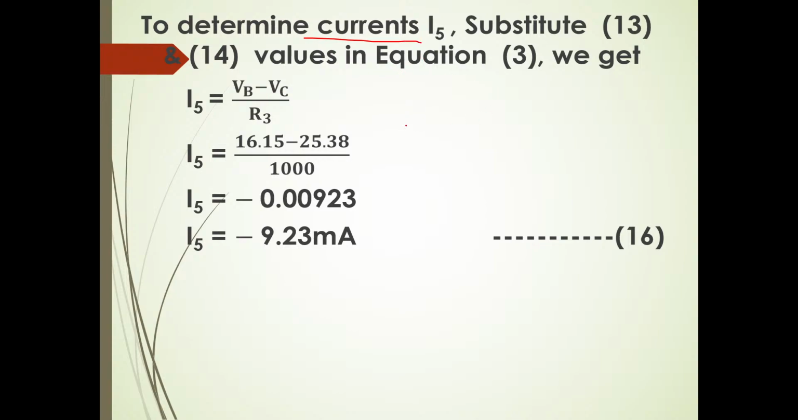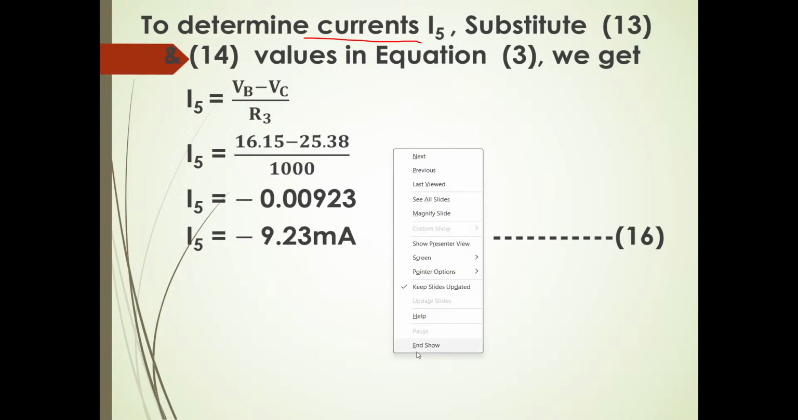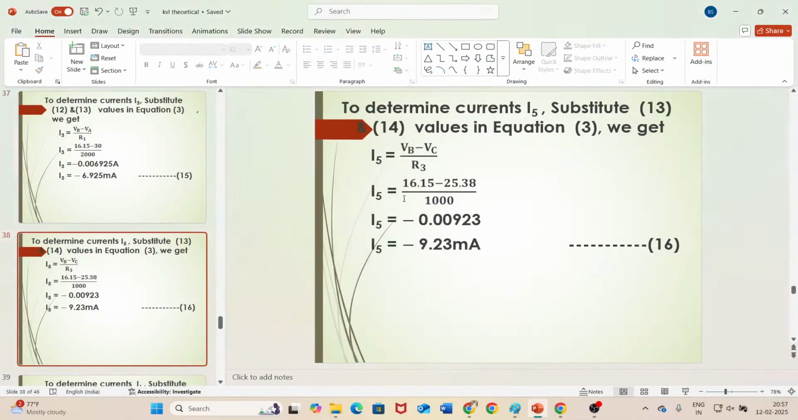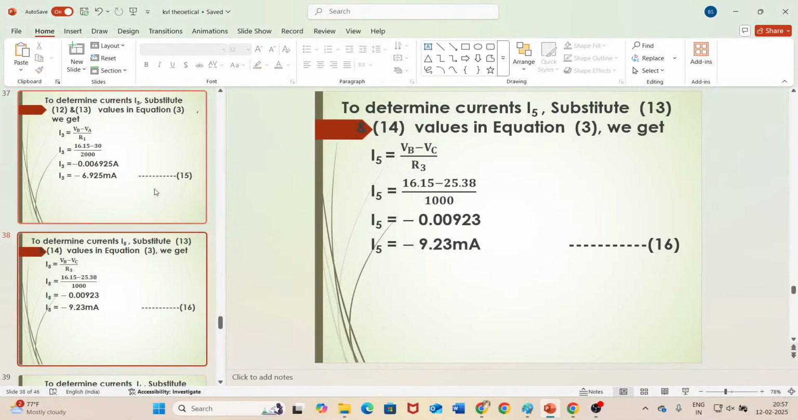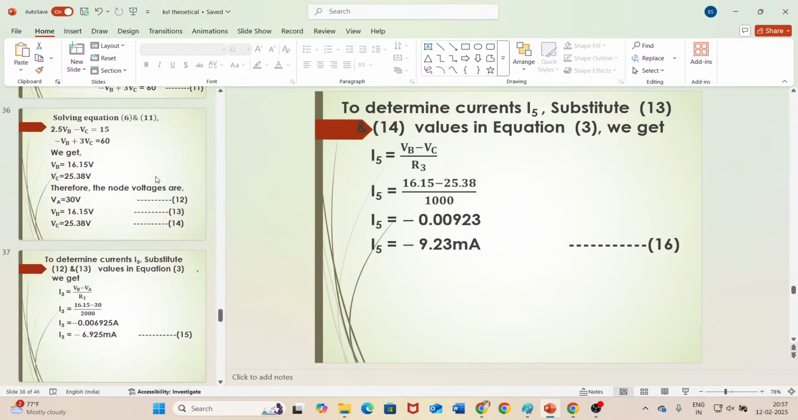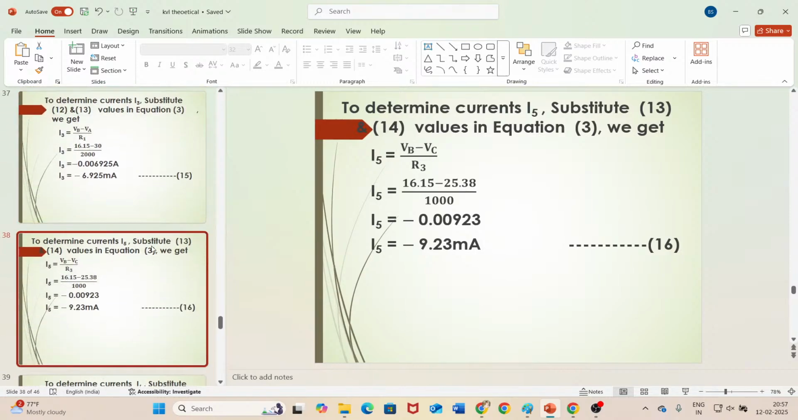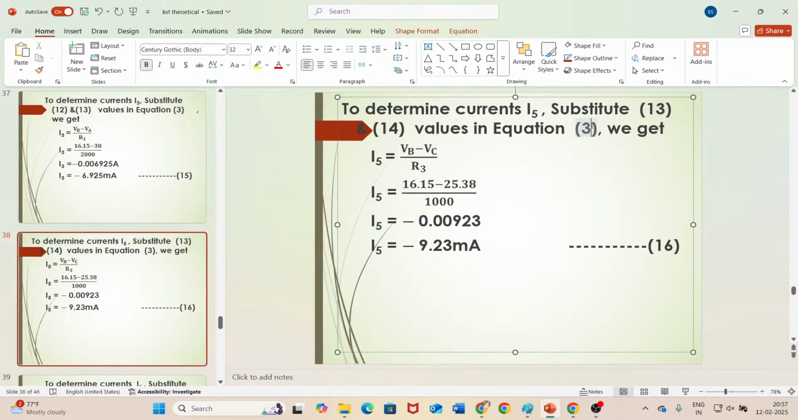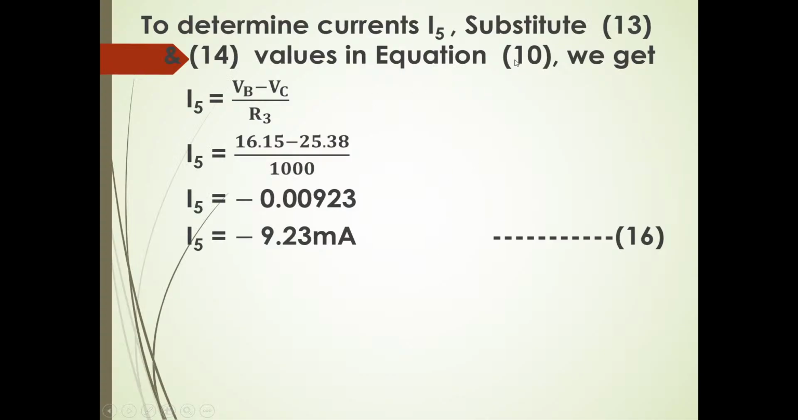What is our I5 current equation number? The I5 current equation number was 10, but I have not changed it here. Let us determine the I5 current whose equation number earlier was 10. I did not change the equation number here, so the equation number is not important.